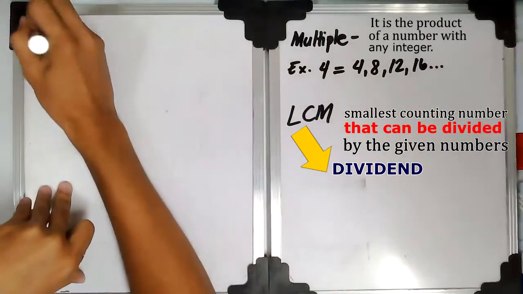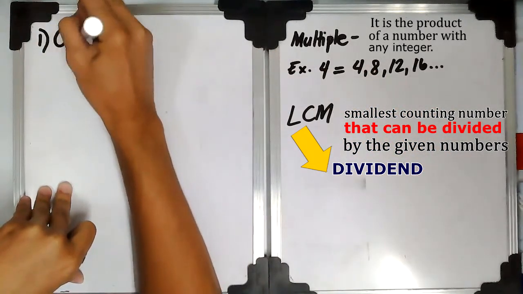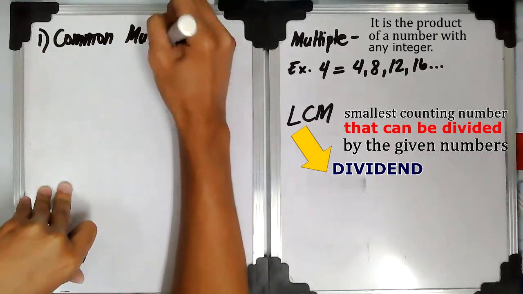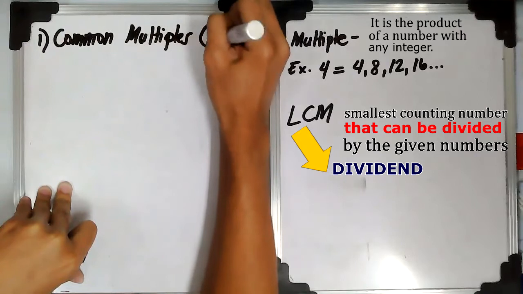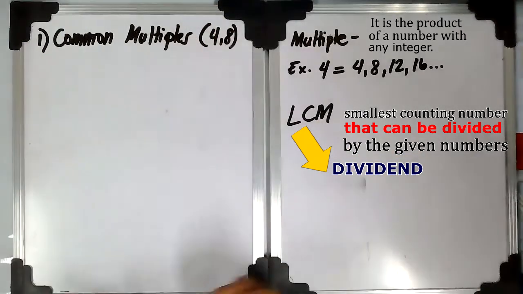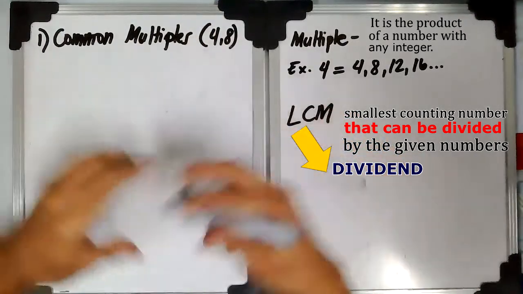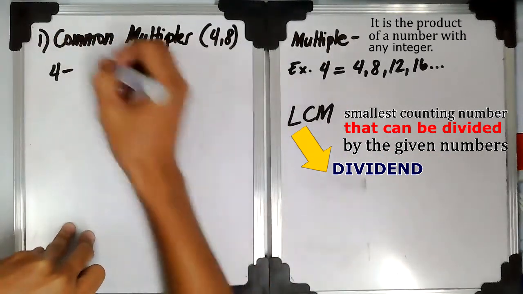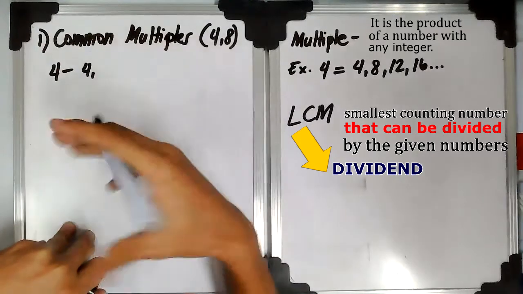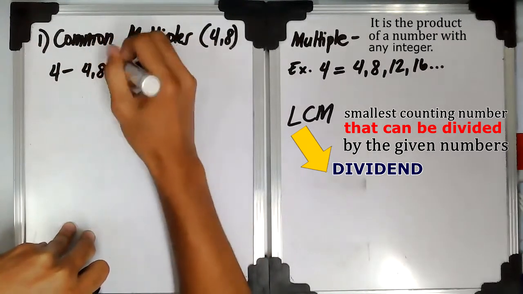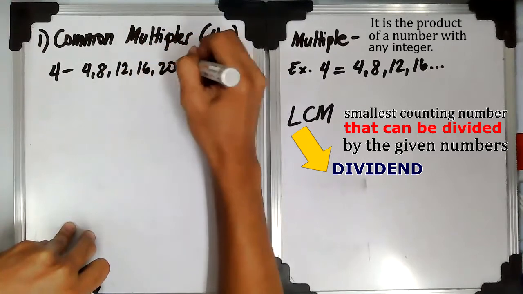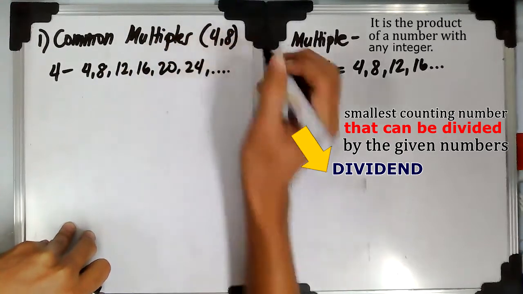Let's say we're going to get the common multiples of 4 and 8. Alright, let's start with 4. So the multiples of 4, we have 4 times 1, which is 4. Then just add 4, we have 8. Add another 4, we have 12, 16, 20, 24, and many more.